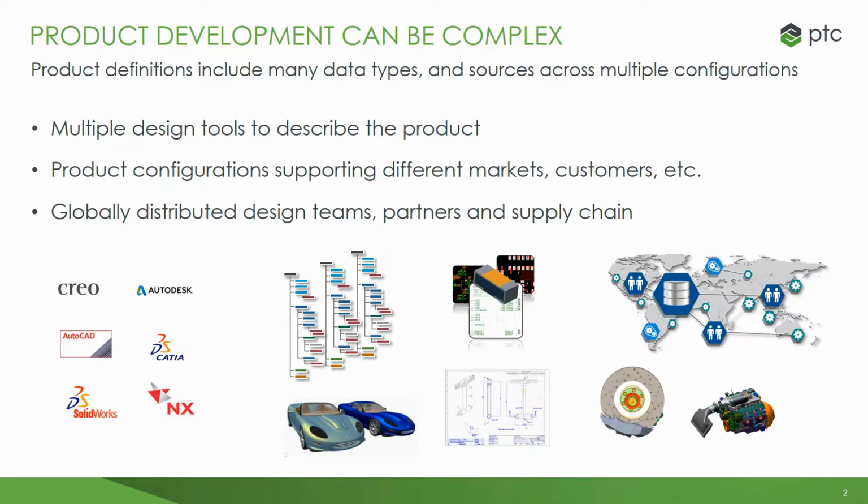Product development is becoming more complicated. This is driven not only by the fact that the products themselves are more complex, but also that the ecosystem and the number of people involved in producing products can become more complicated. If we take a look at the digital definition of the product, there may be multiple tools that are participating in creating that definition.